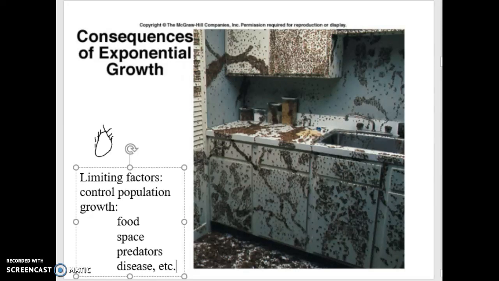When you remove limiting factors, there's plenty of food, plenty of space, no predators, no disease. It's a great environment. Populations tend to grow exponentially. So you leave for vacation and your kitchen was messy and dirty and there was food all over. There's your exponential growth of cockroaches in your kitchen.